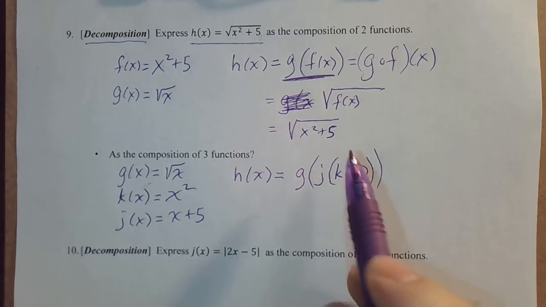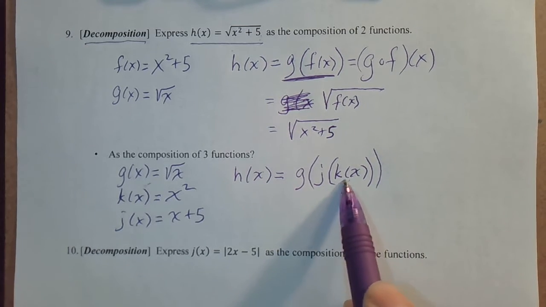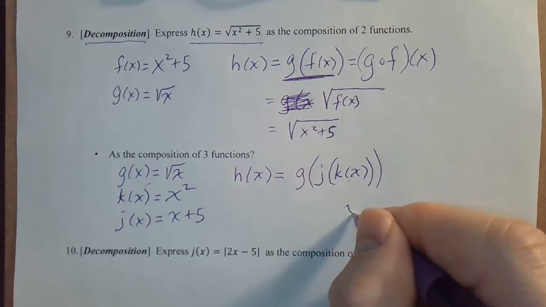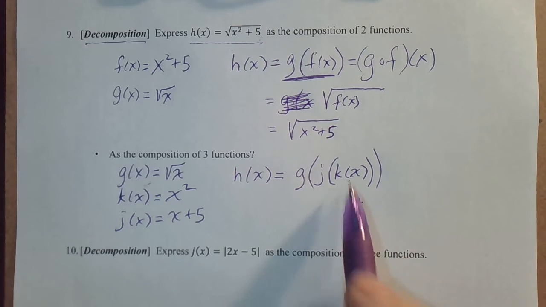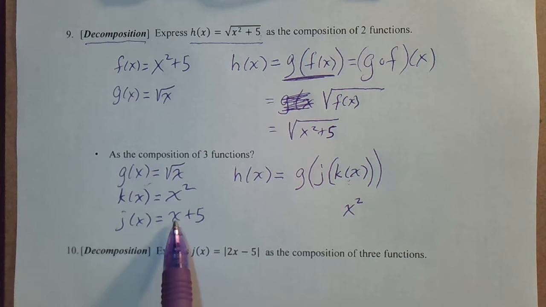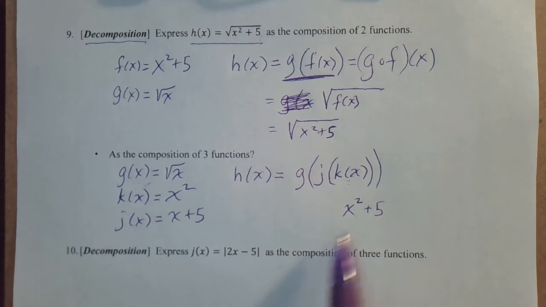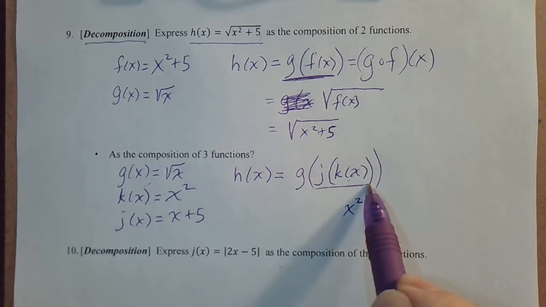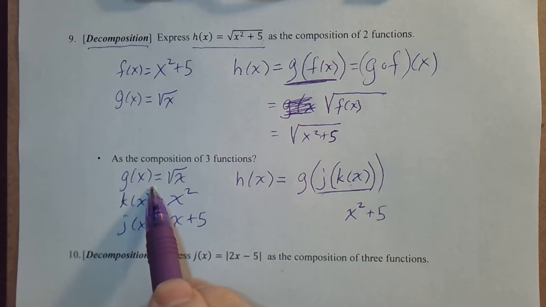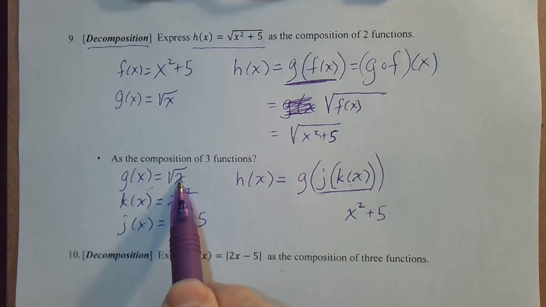I'll let you verify this, but k of x is just x squared. So if you plug x squared into j, it's going to become x squared plus 5. So that adds the 5. And then if you take x squared plus 5, which is this that I'm underlining, into g of x, you plug it in here, that means it gets put under the radical.